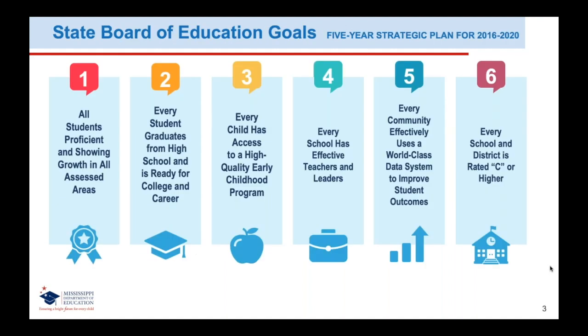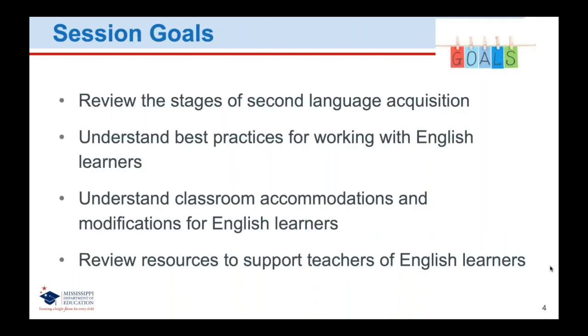So here you see our 6 State Board of Education goals, and I'm not going to go through and read each of them, but what you'll notice about each of them is that they talk about all schools, every child, every student. So that's really important to us, that we're really meeting the needs of all the students in all the different subgroups. And today that subgroup that we'll be talking specifically about is English learners.